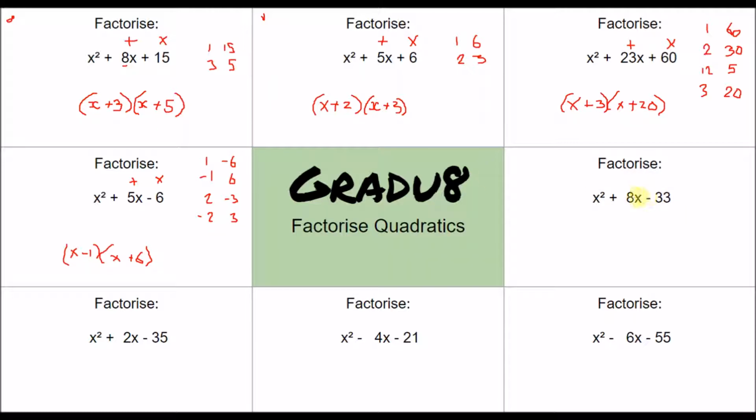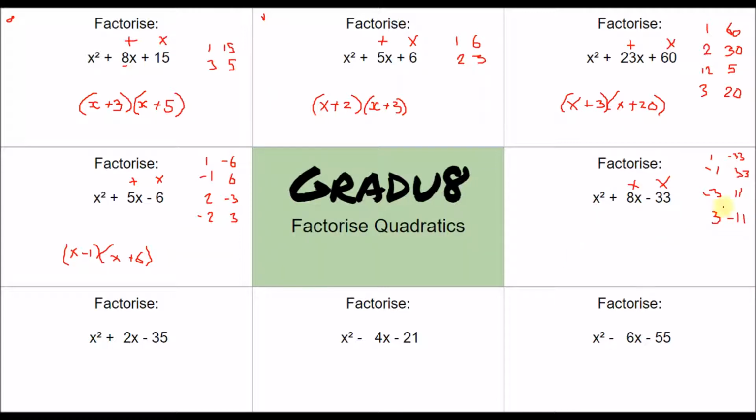Okay, so similar problem over here then. We've got another negative here, and remember we're looking to times on this one, add on this one. So numbers that times together to make minus 33. I'm going to have 1 and minus 33. I'm going to have minus 1 and 33. I'm then going to have minus 3 and 11. And in the same breath, I'm going to have 3 and minus 11.